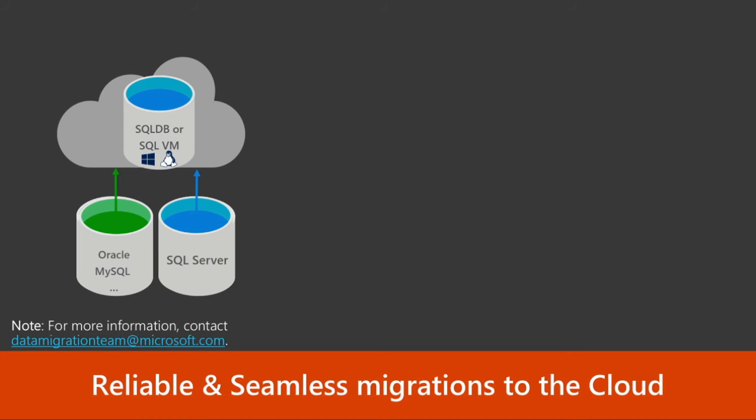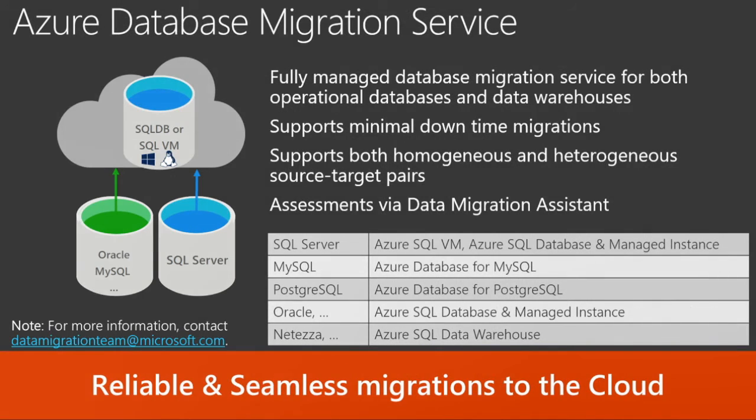If you have more questions and want to do the preview, there's a link there. Just send an email there, and the team will get back to you if you have any questions. And these are the different combinations that are supported, as I mentioned. The goal of this is to provide a seamless migration with minimal downtime, and you can do multiple combinations of source target pairs as listed in the table below.